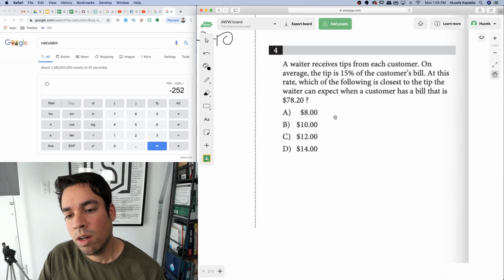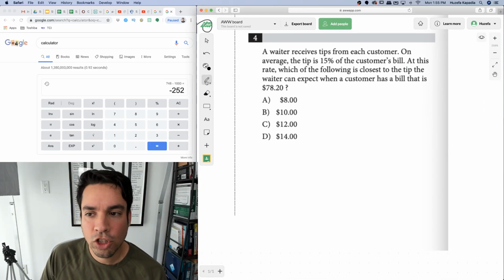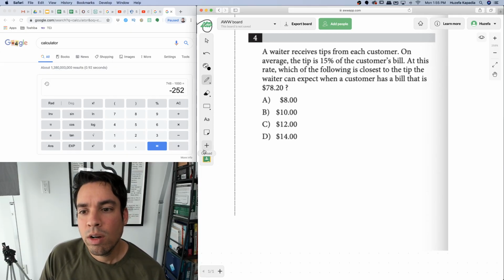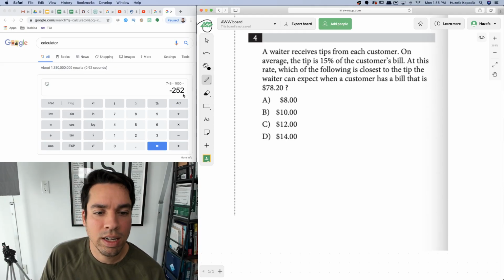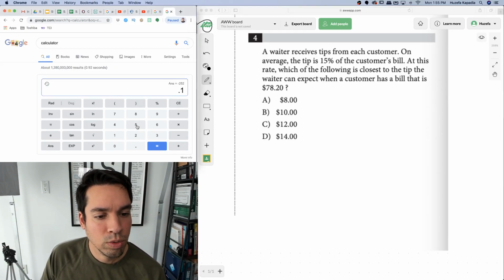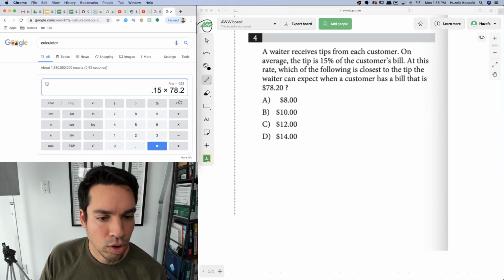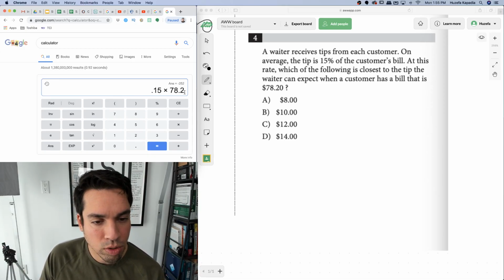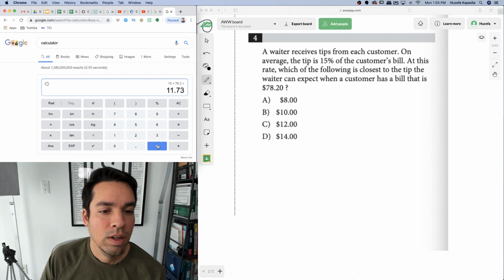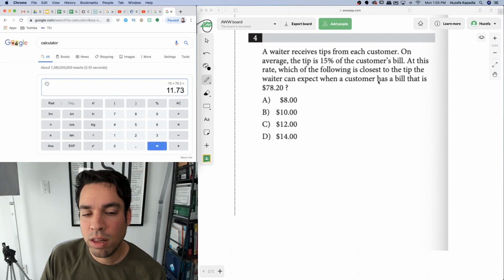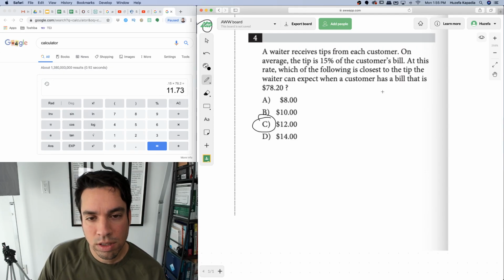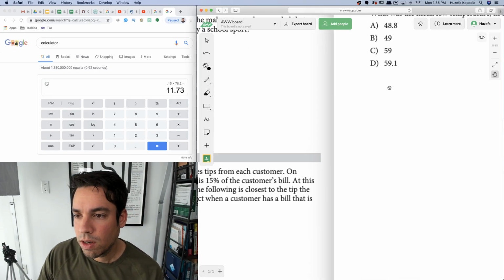Number 4, a waiter receives tips from each customer. On average, the tip is 15% of the customer's bill. At this rate, which of the following is close to the tip that the waiter can expect when a customer has a bill that is $78.20? All we're doing is taking 15% times this. So I put that as a decimal equivalent, multiplied by the total. Get this, and they said, what is the closest? Well, 12 is the closest. It's approximate, and there we go.